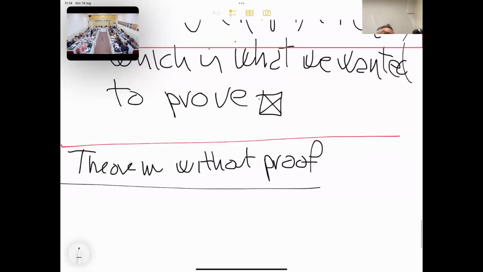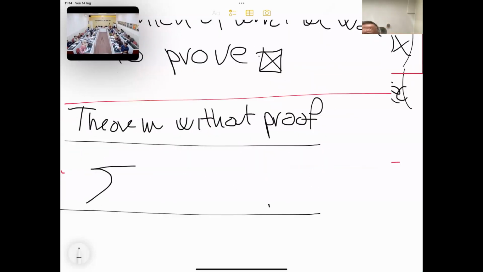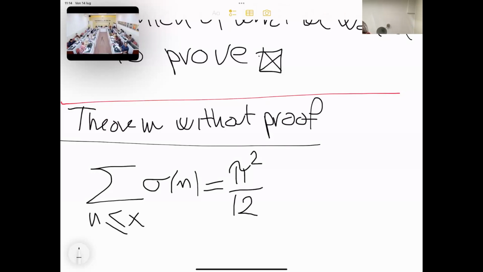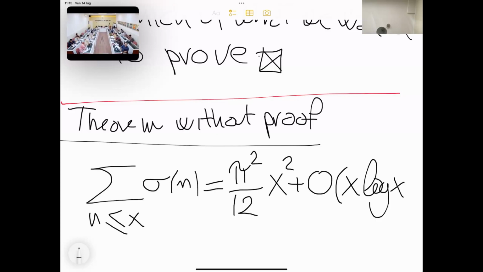Very, very similar proof. And the statement is a statement about the sum for n less or equal than x of sigma of n. So this is the number of divisors of n. Okay, and the theorem says the following, that this is equal to the following constant, surprising to me, pi squared over 12 times x squared, and then an error term of the type x log x.